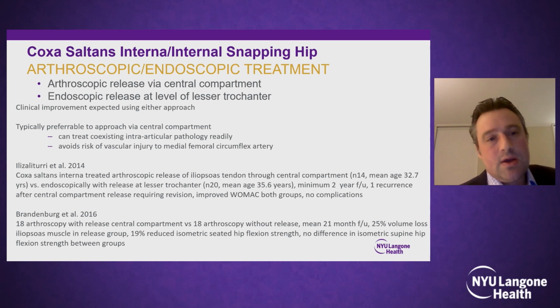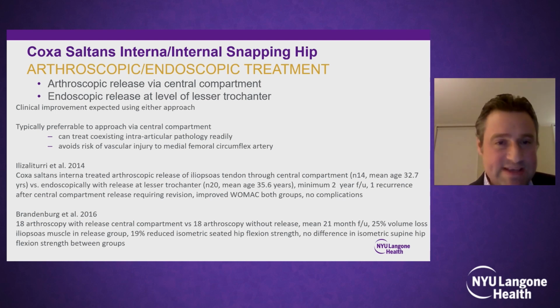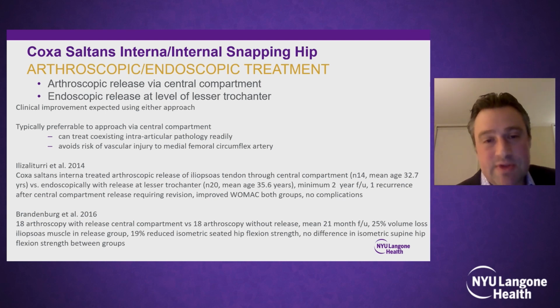So coxa saltans interna, that's a snapping iliopsoas tendon, can be treated arthroscopically by release through the central compartment or endoscopically by release at the level of the lesser trochanter. Either approach can be used. If you're treating coexisting intra-articular pathology, it's likely better to treat it through the central compartment, and you're also avoiding risk to the medial femoral circumflex artery. So this artery passes laterally and posteriorly beneath the iliopsoas tendon and pectineus more distally, around the lesser trochanter. So that's more at risk if you're doing a release around the lesser trochanter.